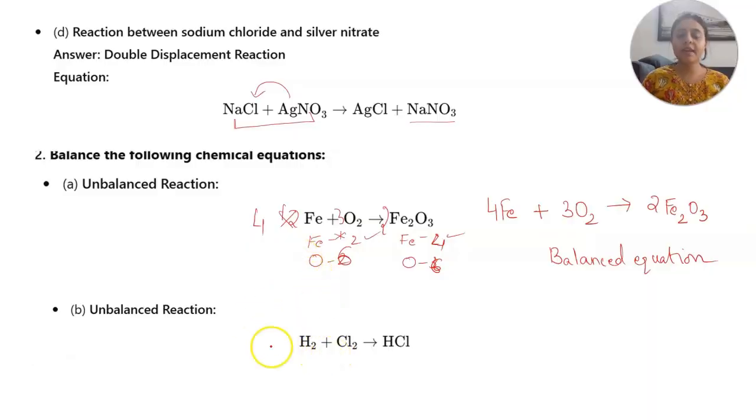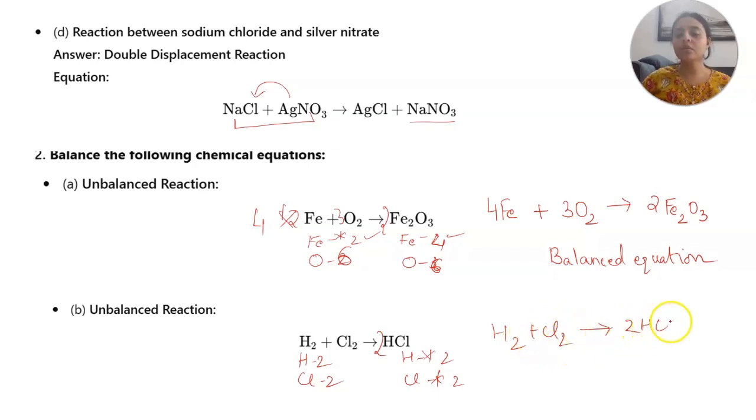Similarly, we are going to see the next question. So hydrogen gas is there. On the left hand side H is 2 and chlorine is 2, and here H is 1, chlorine is 1. So first we will balance out hydrogen here. As you can see, 2 atoms are present on the left hand side. So we just put 2 here, and now you can see chlorine is also balanced. So this is the balanced equation, as you can see on the screen right now.